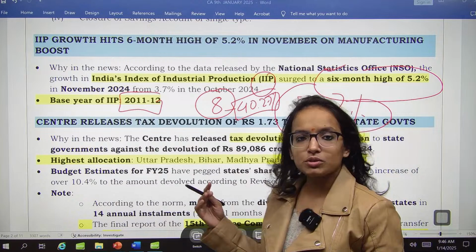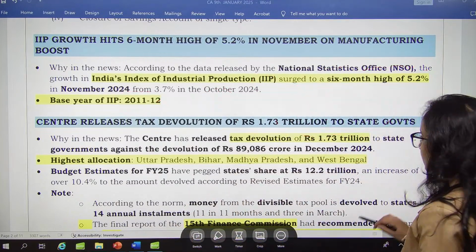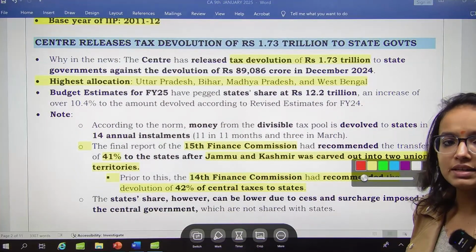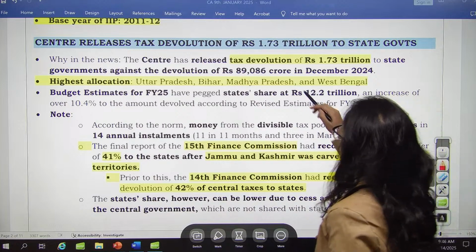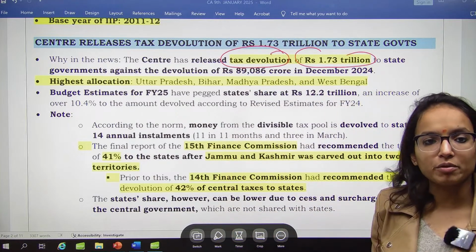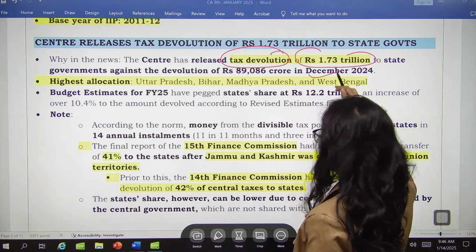And tell me the names of the 8 core industries in India in the comment section. So this was about IIP. Then next we have is Center has released tax devolution. Tax devolution of 1.73 trillion to state governments against the devolution of 89,086 crores in December.